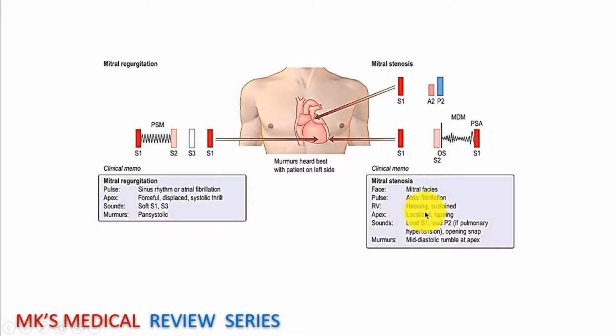You may sometimes get a tapping localized apex beat. You may get a loud S1. You may sometimes get a loud P2 component of the S2 sound. If there's pulmonary hypertension, you may also get an opening snap. And of course, there is a mid-diastolic rumble at the apex of the heart. So that's a characteristic sound that you get when you have mitral stenosis.